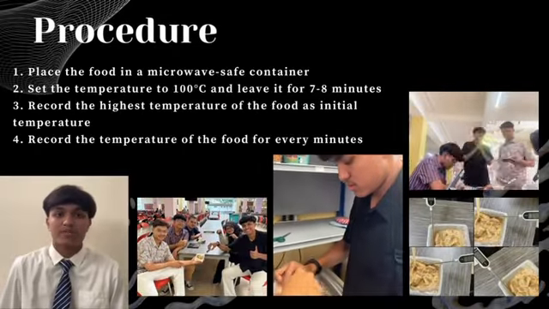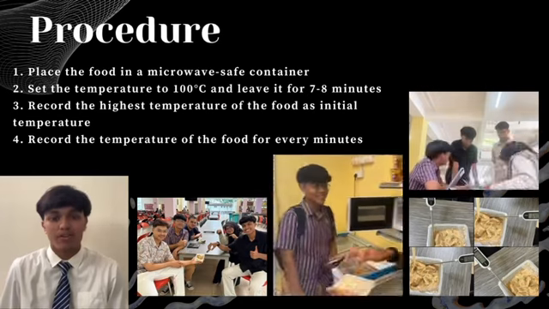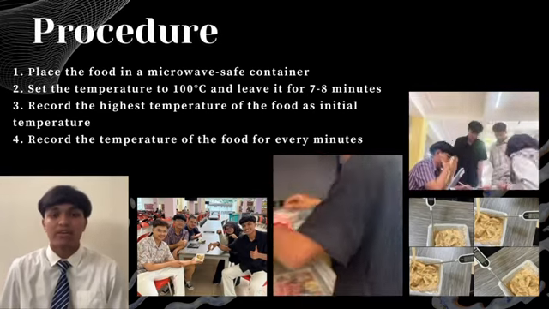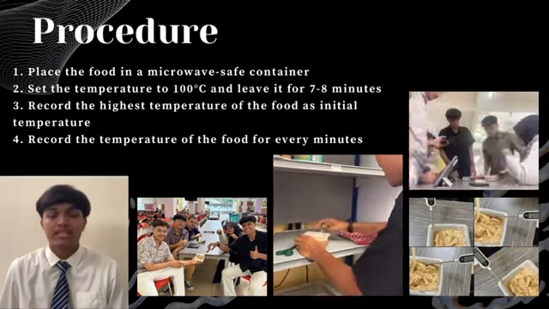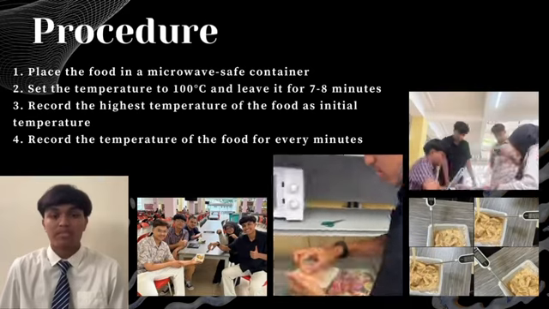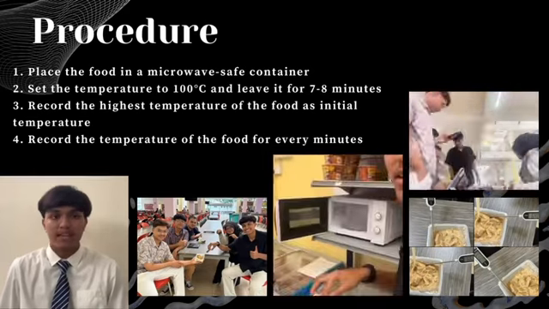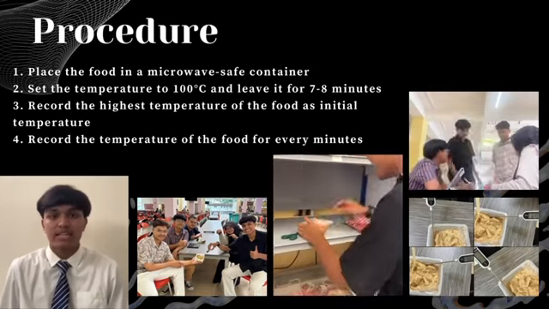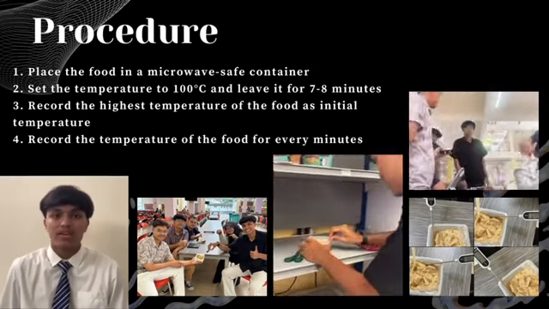Let's move on to the procedure. For this experiment, we have 4 procedures. First, we place the food in a microwave. Next, we set the temperature to 100 degrees Celsius and leave the food for about 7 to 8 minutes. Then, we record the highest temperature of the food as the initial temperature, and record the temperature of the food every minute.